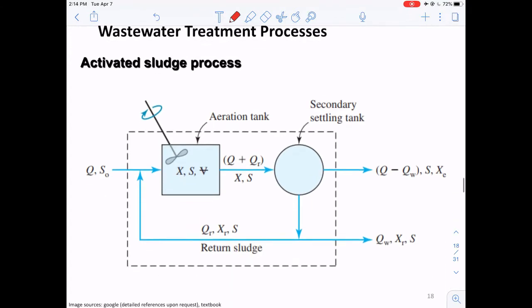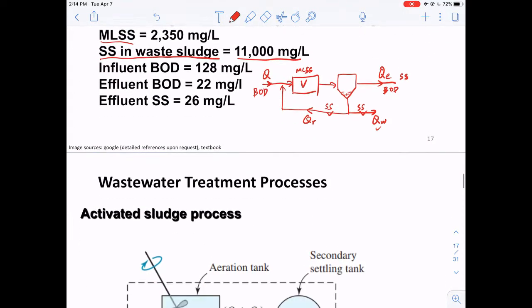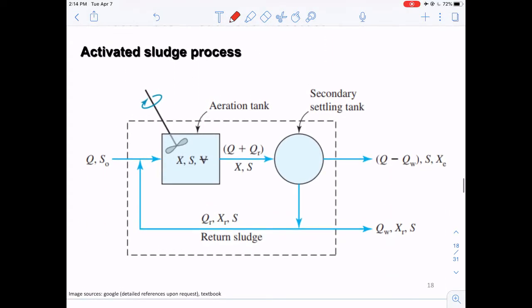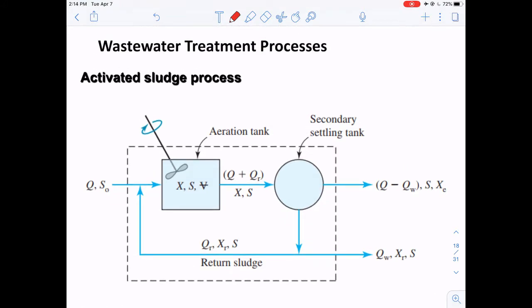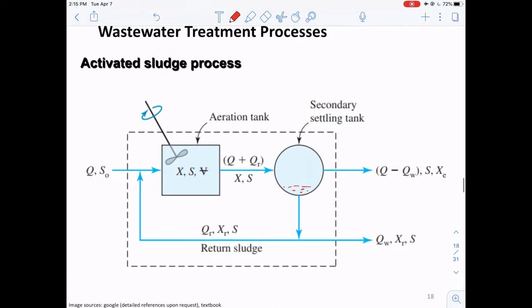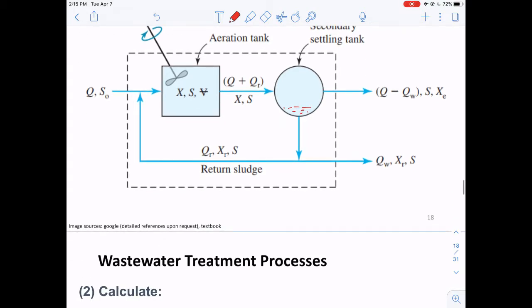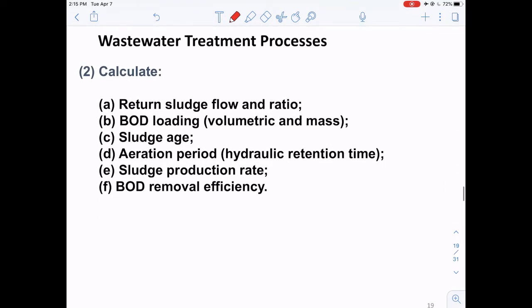Okay, so this is exactly the same picture that we're talking about here, right? We have the aeration tank. After the bacteria grow in here, they'll settle down and go into a secondary settling tank, where the suspended solids are going to settle down. Then they will split into the return sludge and the waste sludge, while the majority of the flow is going to go through the effluent.